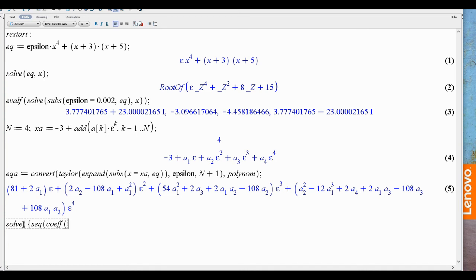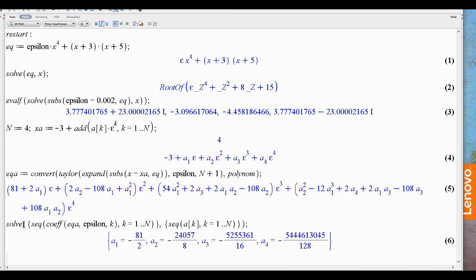Okay, so I come here now and I say solve, and I say the sequence of the coefficient in EQA epsilon k, k equals 1 to n. Solve it for the sequence of k equals 1 to n. Okay, and you can see this is why that was not working very well. This coefficient is very big compared to this one, and this is big compared probably to this one, and this is big compared to this one. This is why there is a problem with this series, but it is an asymptotic series.